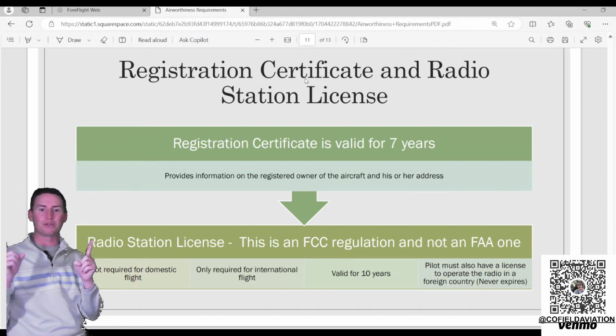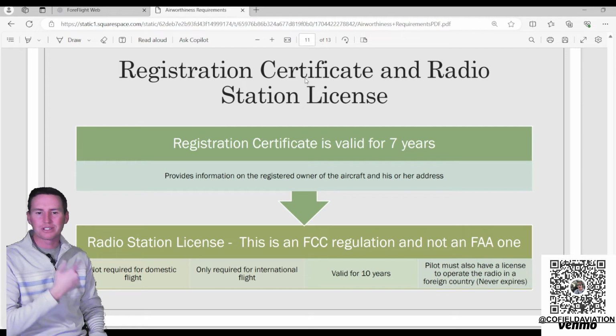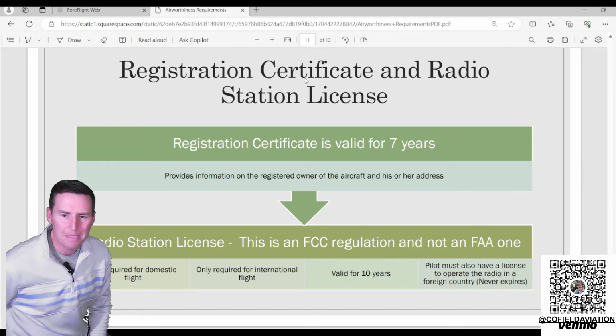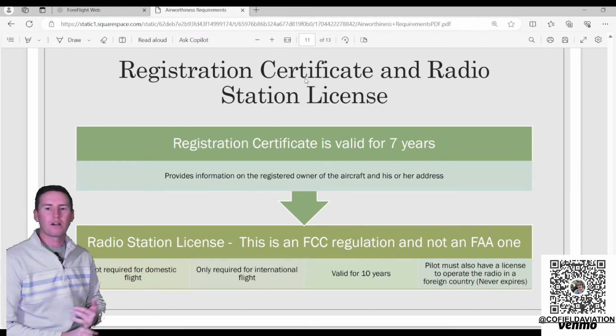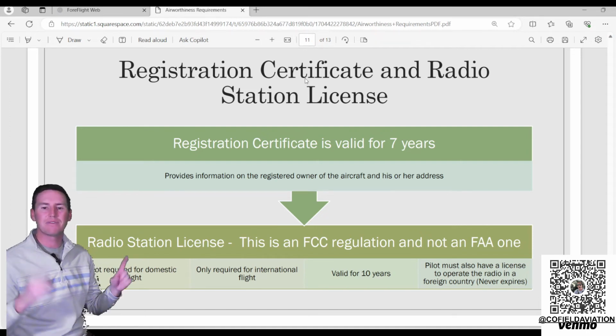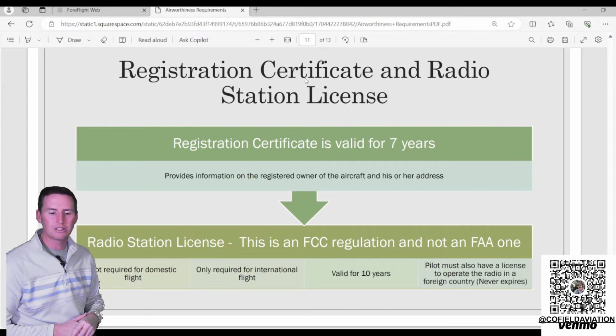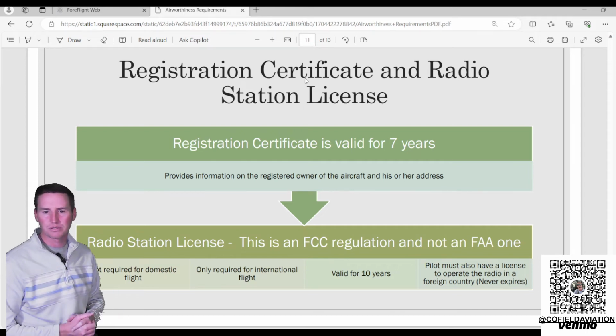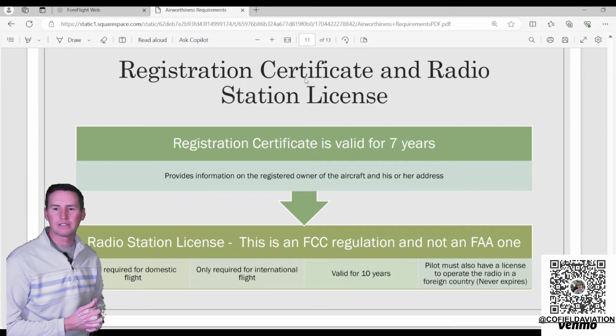All right, so we only got through the first one. However, all this other stuff is really fast and easy. The R is the registration certificate. The registration certificate is now valid for 7 years. It basically provides information on the registered owner of the aircraft and his or her address.